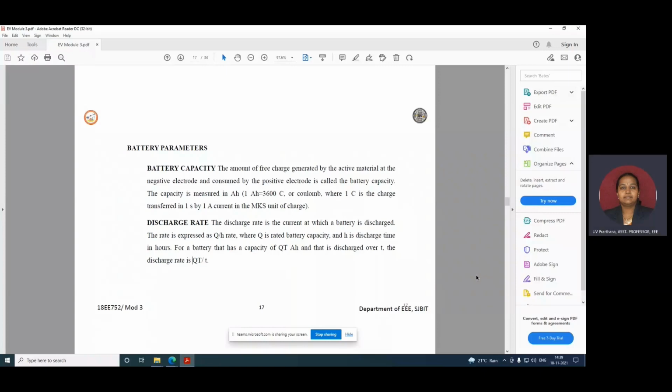The charge when 1 amp of current flows for 1 second is the capacity for 1 second. The capacity of the battery might be 10 Ah, which means it provides 1 amp for 10 hours.